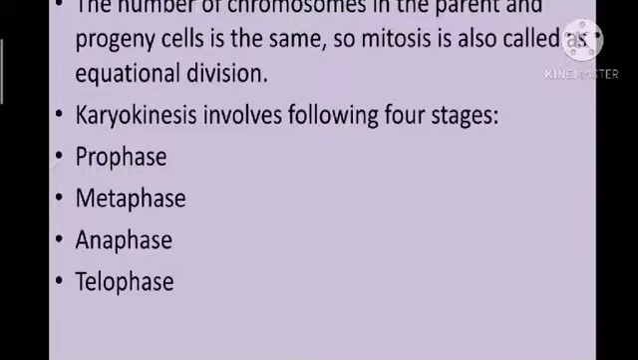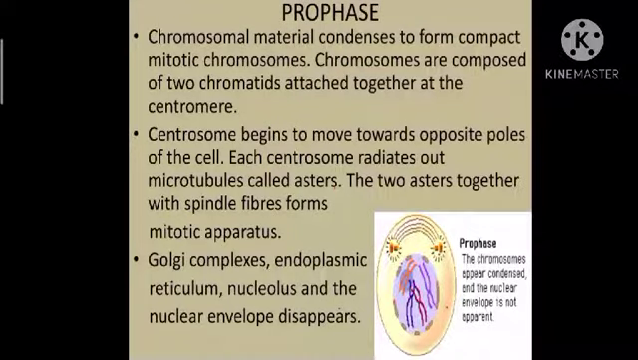Karyokinesis occurs in 4 stages. What are those 4 stages? First is prophase, then metaphase, anaphase, and then telophase. Prophase is the first stage of karyokinesis of mitosis.